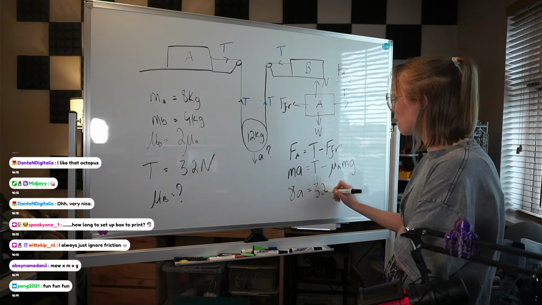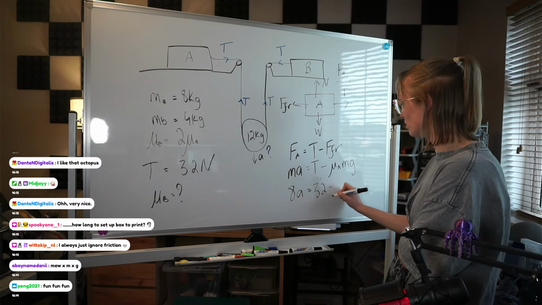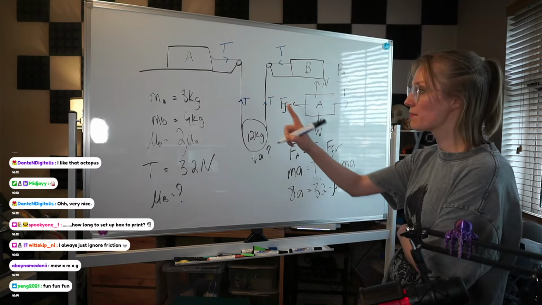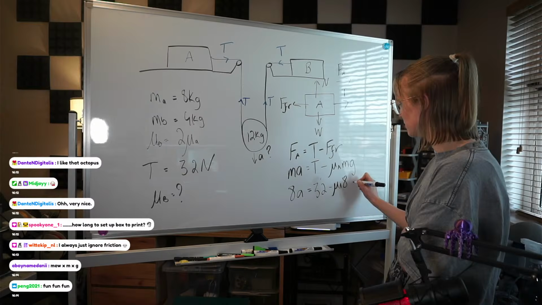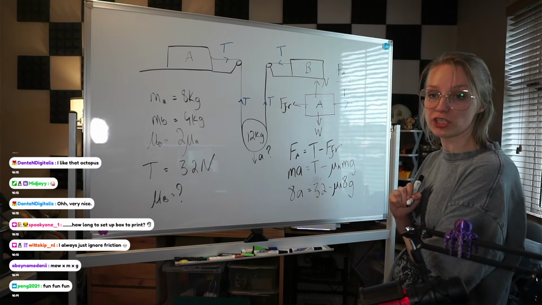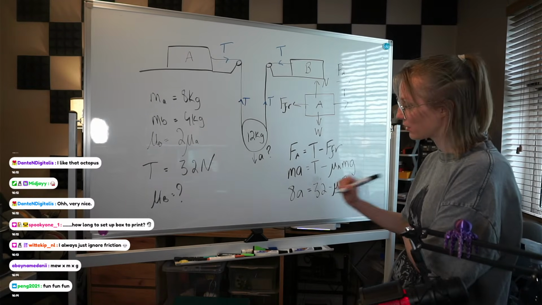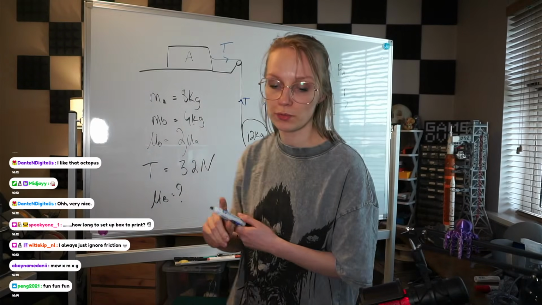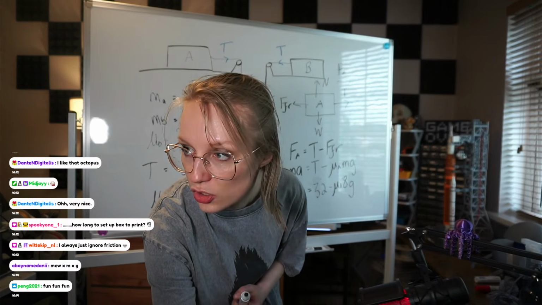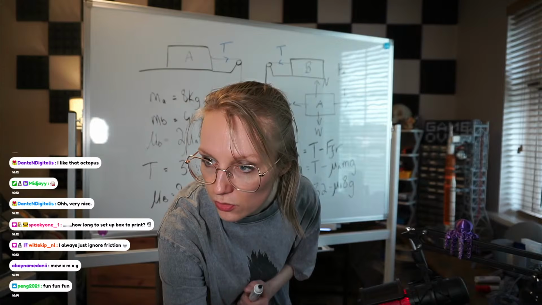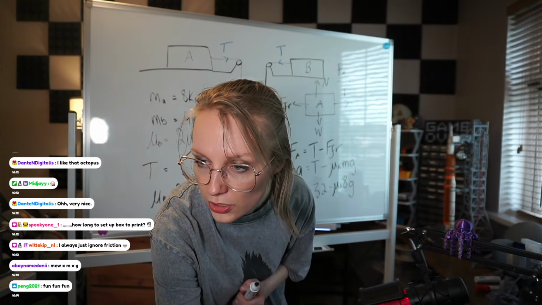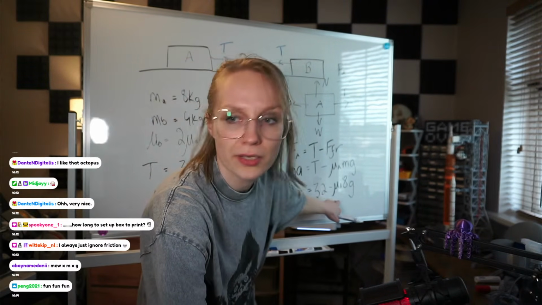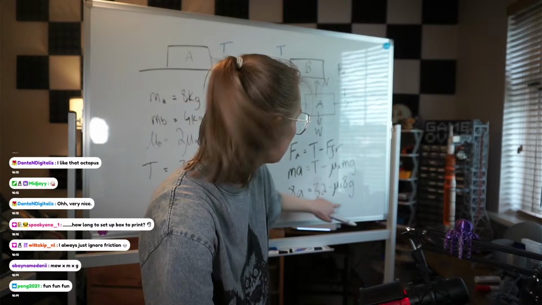32 minus mu A, we don't know what mu A is, times the mass, 8 kilograms, times g. We'll keep everything in g's for now. So there we go. We have an equation. 8A is equal to 32 minus mu A. I'm just going to double check if I'm doing something right.